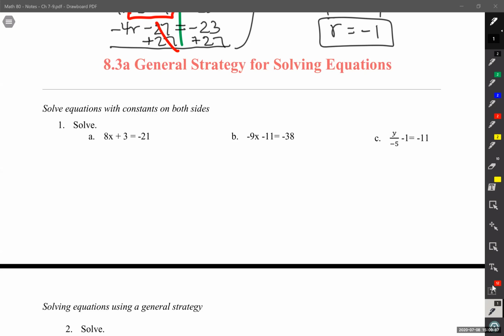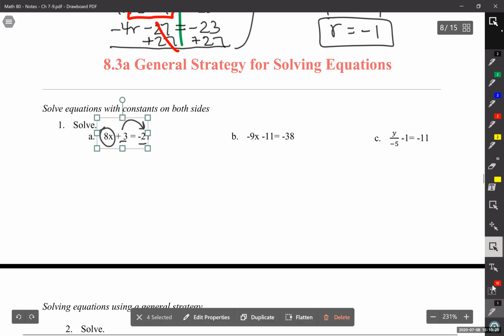Sometimes there's letters on both sides. Sometimes there's numbers on both sides. We're just going to see what needs to be done in each problem. So for this first problem, 1A, I notice that there is one variable, that x, and then there's two constants. And so I'm going to move this 3 to the other side. That's my game plan.